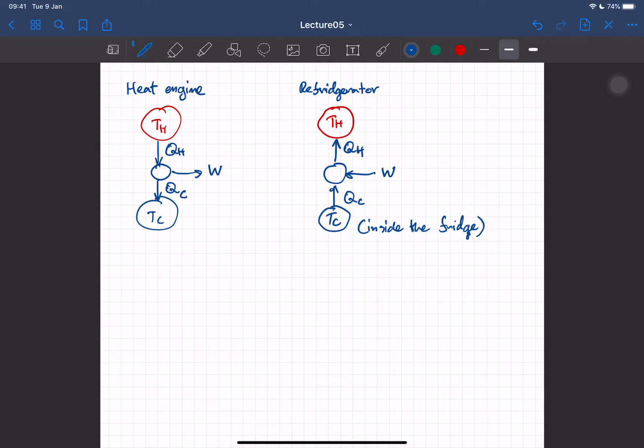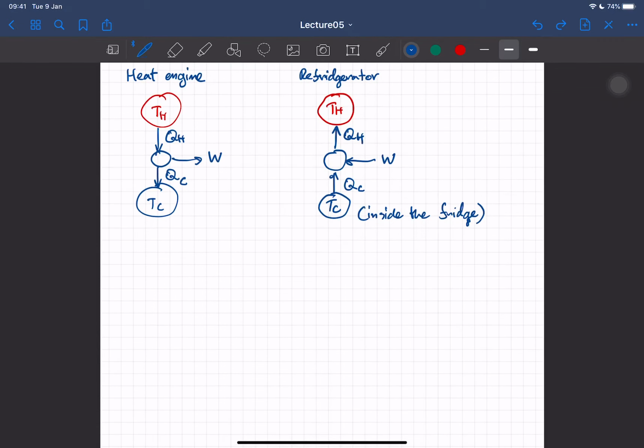Okay, so instead of getting work done by the engine, you have to put in work. So W is no longer what you want. QC is what we want, and the work done is something that you need to pay. So if you think about this, it's a little bit in reverse, right? For the heat engine, what you pay is QH, what you get is W. But in this case, what you get is QC, sorry, and what you pay is W, right?